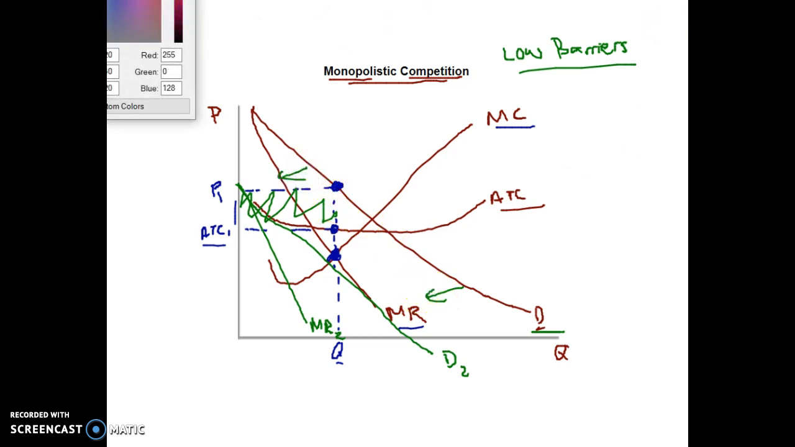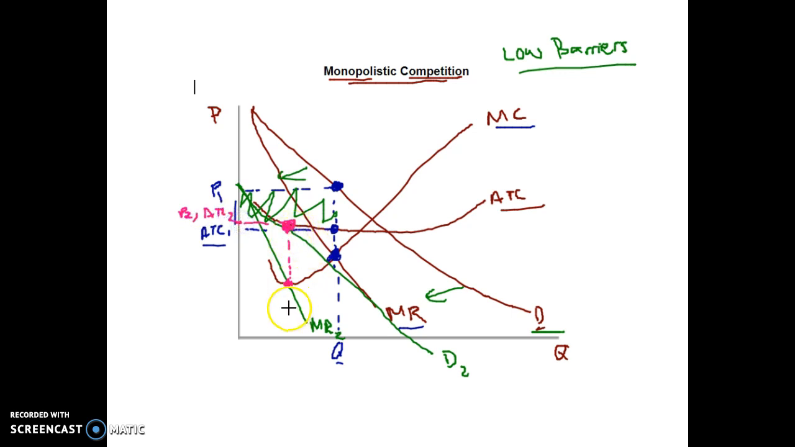So I'll get a brighter color in here. Tangential means that we're going to produce where MR equals MC. That's right here. And then when I dash this up, it's going to intersect ATC and the demand curve at the same point. So when I dash over, I have price 2 and I have ATC 2, and they are the same. Now, I know that my new quantity, which is going to be lower because I have another firm I'm competing with, my new quantity times my price is going to be my total revenue, this box right here. My new quantity times my ATC is going to be my total cost, that same box right there.